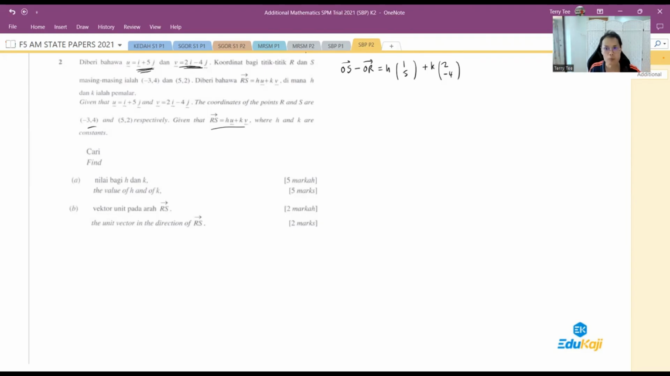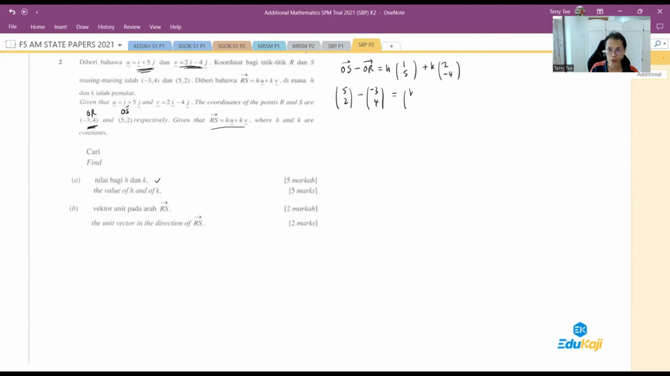Instead of writing ij form, we write in column vector. It's perfectly all right to write in column vector, unless the question asks you to give your answer in ij form. In this case, the question didn't mention. In fact, you're finding h and k, which is not related to whether you write in ij form or column vector form, it's the same. My OS is this coordinate. Sorry, this is your OR, and this is your OS. So I'm going to write OS first, which is (5, 2), minus my OR, (-3, 4). And I'm going to multiply the h inside straight away.